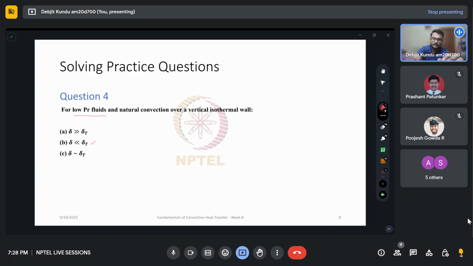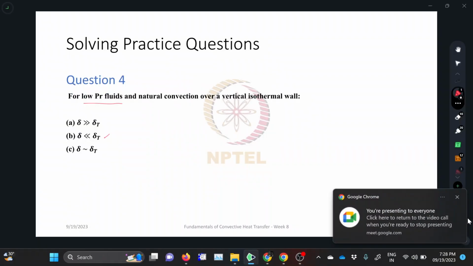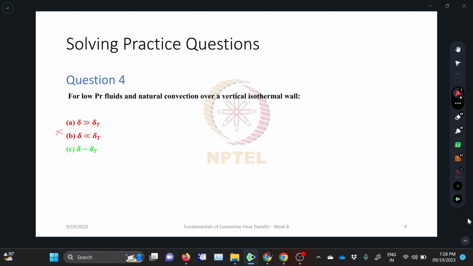Okay, let's have a look at the solution. So the solution is actually option C and not option B. Delta would be comparable to delta T. Now why is that? Because let's say we have a plate like this, and since our Prandtl number is much lower than 1, that would mean that our viscosity is much less than alpha. So you can imagine that at least delta won't be less than delta T.